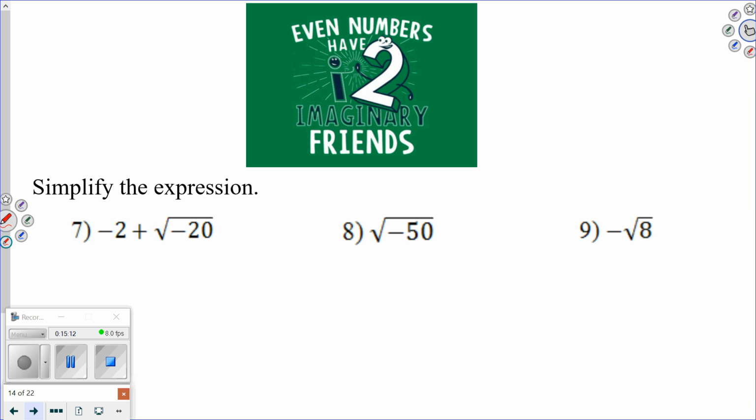There's a plus sign in between there. We haven't touched that yet. All right, so can I add -2 plus the square root of -20? Can I put those two things together? No, I can't do anything with that. Can you clean up the radical, though?